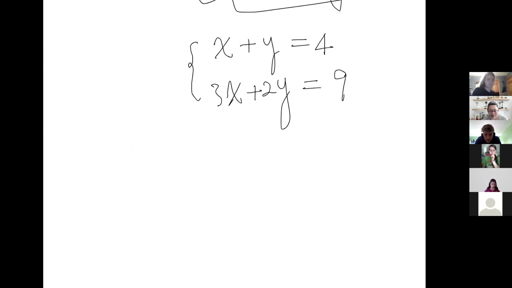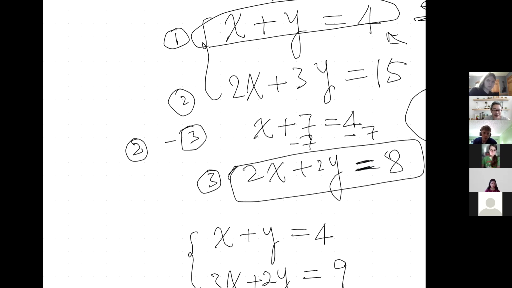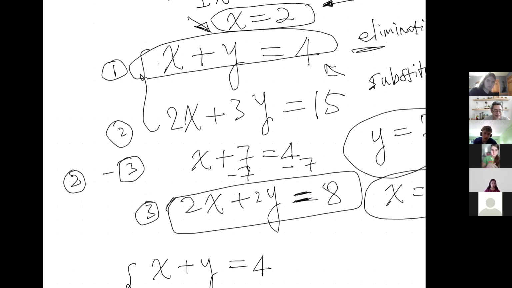I don't understand how you jump from 2x plus 3y equals 15 to x plus 7 equals 4. I just don't understand that. How you jump from one number to the next. Okay, well, very good. So let's see. On which part? It'd be right here where it says x plus 7 equals 4.